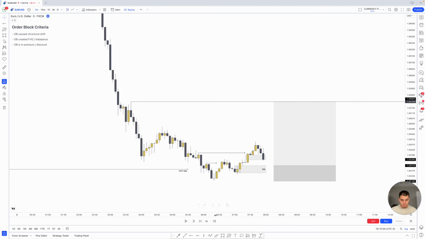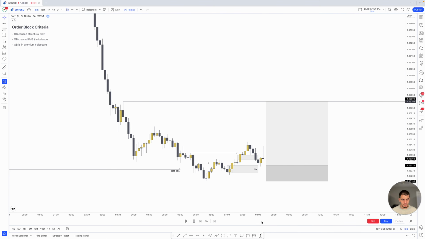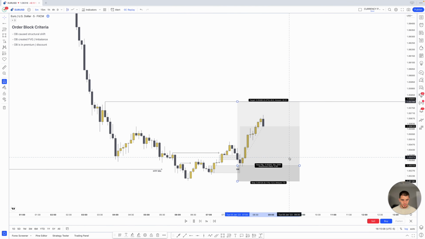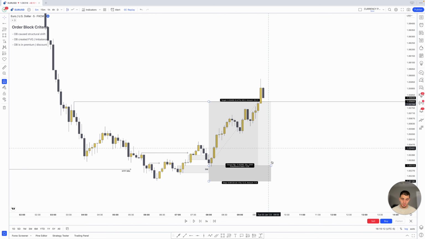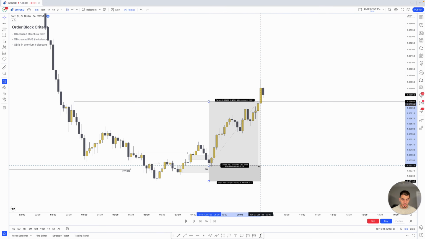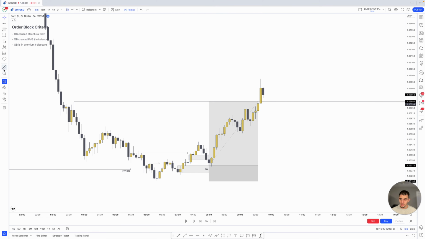So let's play price forward and see what happens. Okay, we got triggered in. There you have it. Very quick trade. Very quick trade that lasted from entry to exit an hour and a half. Yeah, an hour and 35 minutes. So that's not bad at all for 4R.